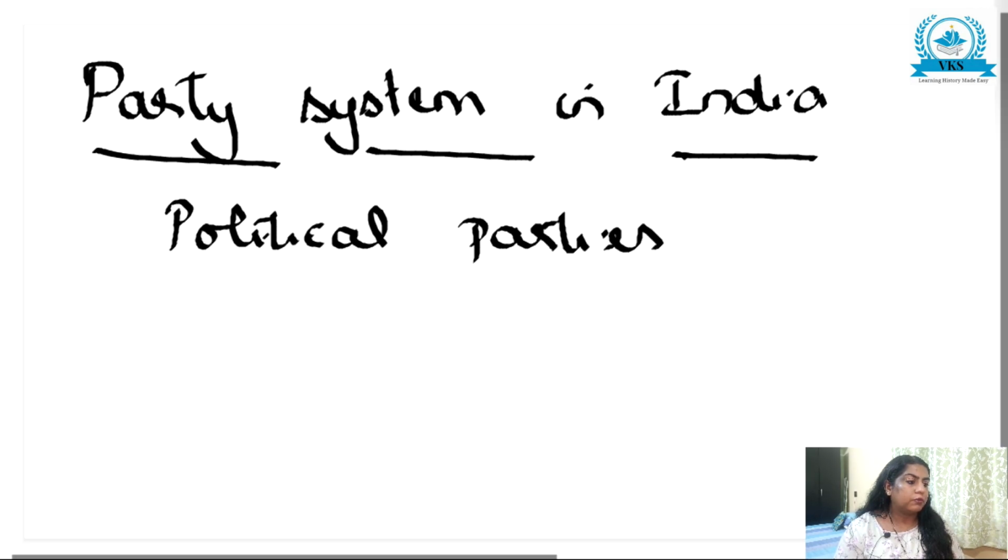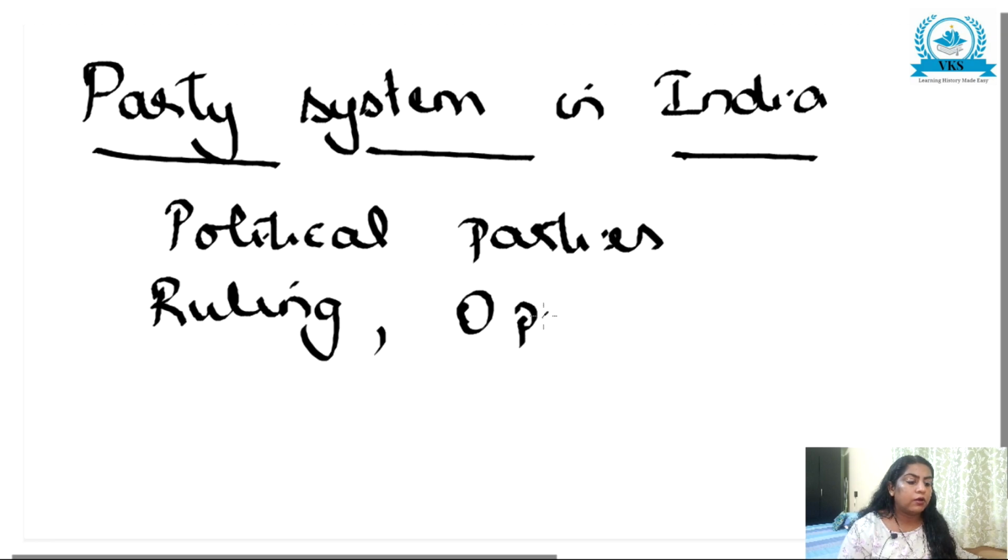So there will always be a ruling party, and also an opposition party. The ruling party will be the party with majority, they form the government, and the opposition will be the party that did not win the election. So this is the common idea regarding political party.